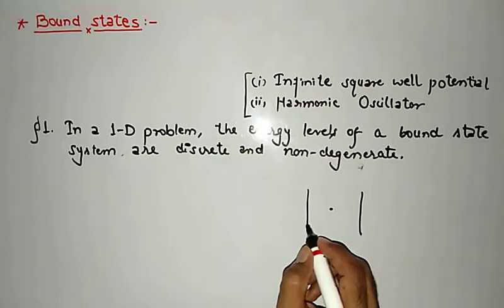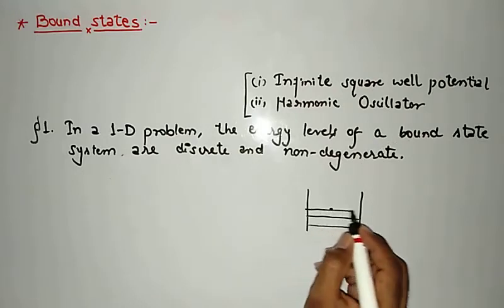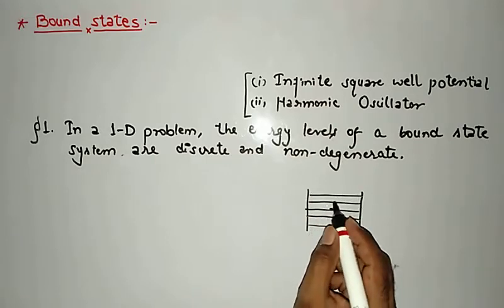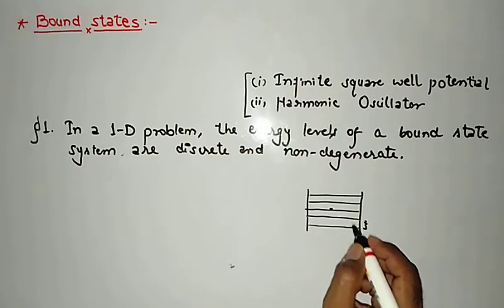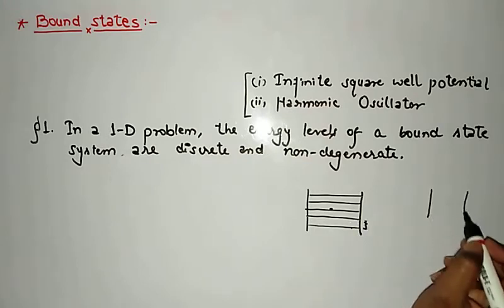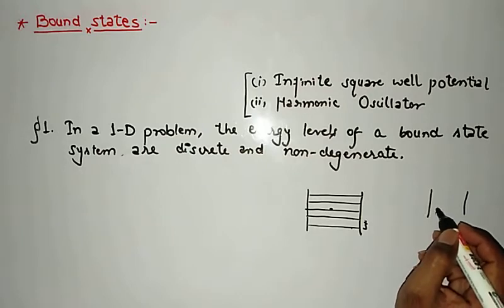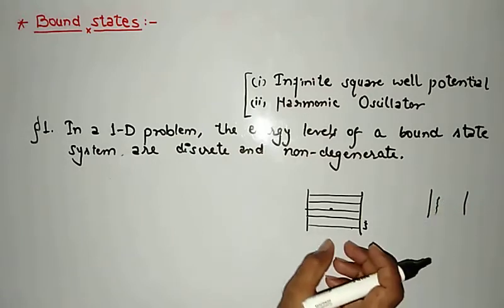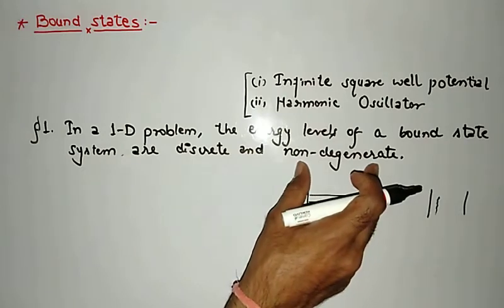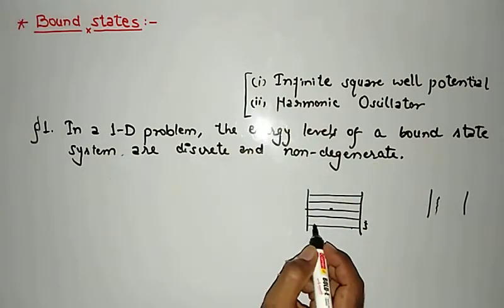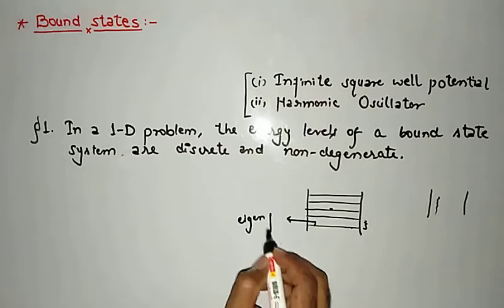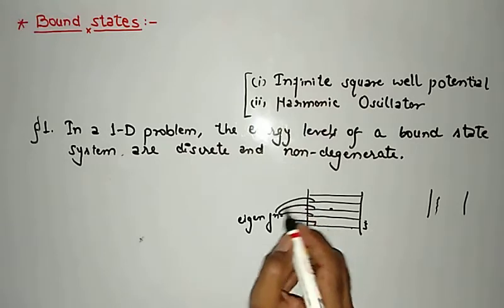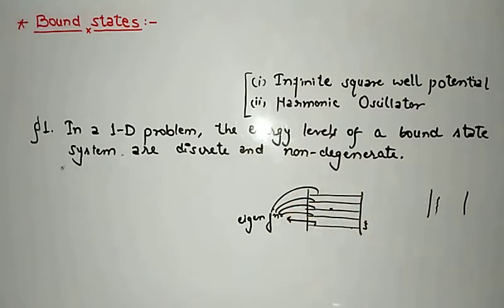Discrete energy levels, because the values in between these are not allowed. In quantum mechanics, as we know, in classical mechanics we have continuous energy levels, but in quantum this is discrete. And non-degenerate means for each energy level we will have one eigenfunction. This is non-degenerate.